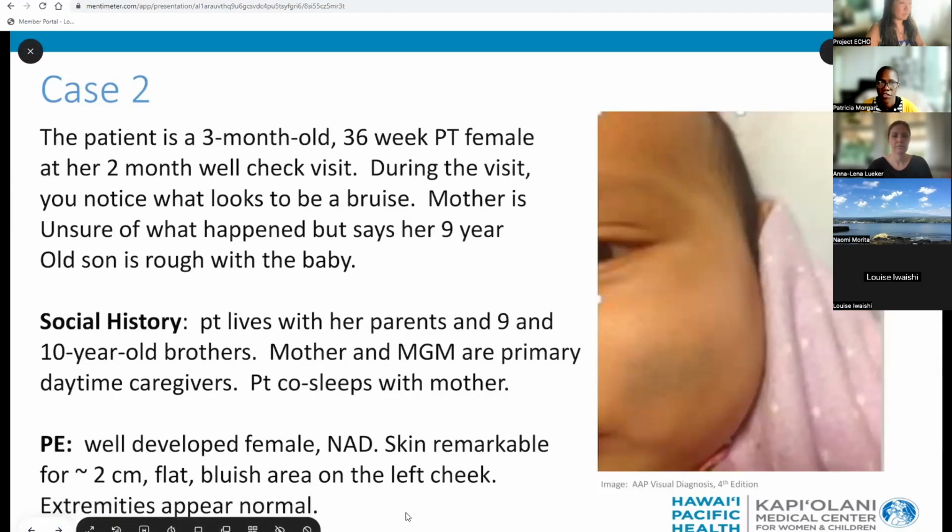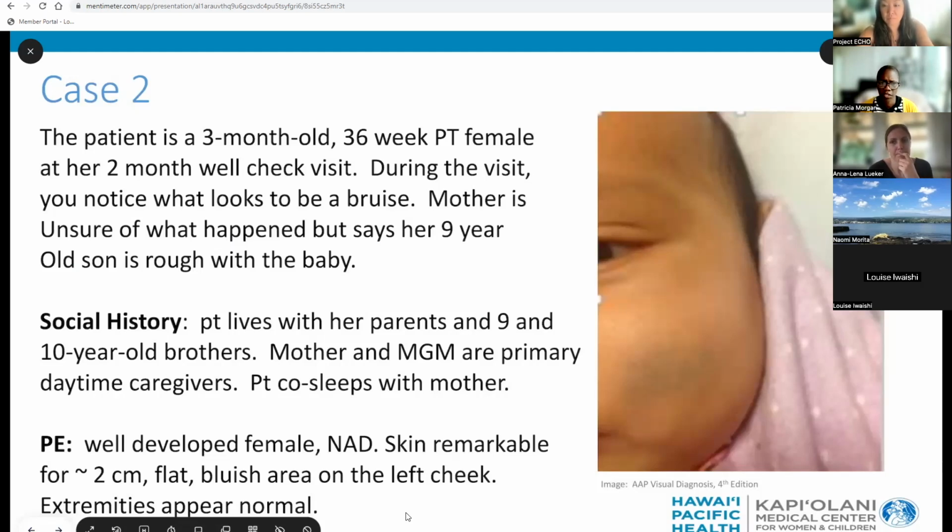So this is a 3-month-old, 36-week preterm female. She's in for her 2-month well visit. And during the visit, you notice what looks to be a bruise, an area on her cheek. The mother isn't sure of what happened, but says that her 9-year-old son is often rough with the baby. Social history: the patient lives with her parents and 9- and 10-year-old brothers. Mom and maternal grandmother are the primary daytime caregivers, and the patient does co-sleep with mom.